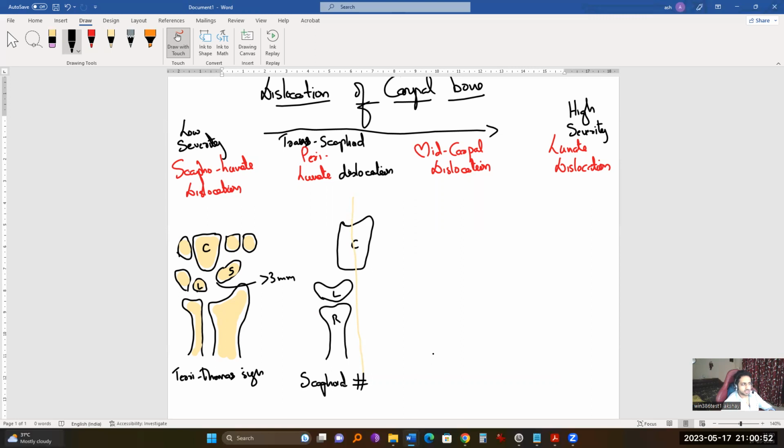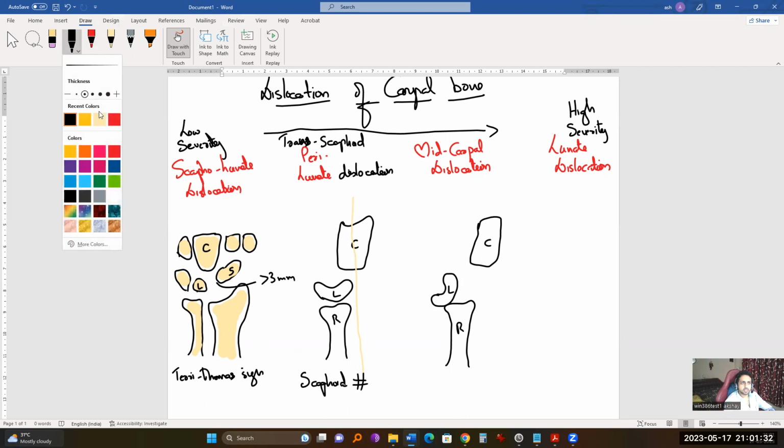And next is the midcarpal dislocation. This is the radius. And here what happens is both the lunate and the capitate are dislocated in midcarpal dislocation. So the lunate comes over here and the capitate is also dislocated. So both are dislocated.